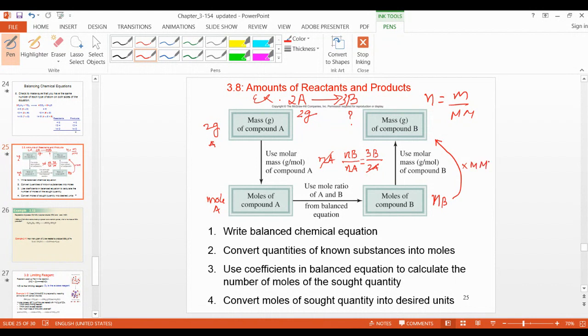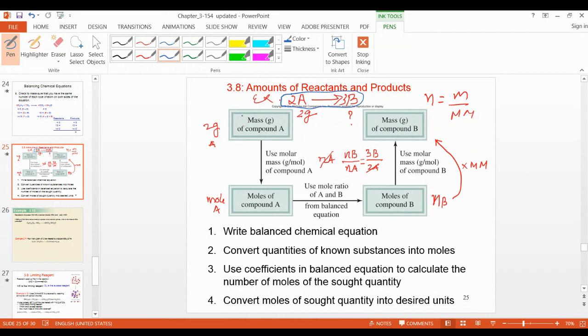Is this step clear to you? These are the steps, 4 steps in all. Suppose this is the reactant A and the product is B. The reactant mass is given and you have to determine the product mass. So you have to follow these 4 steps.